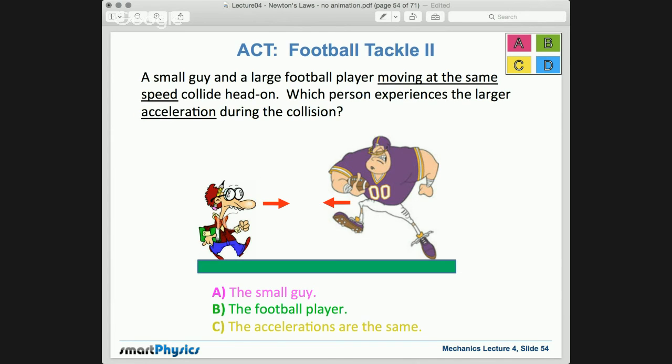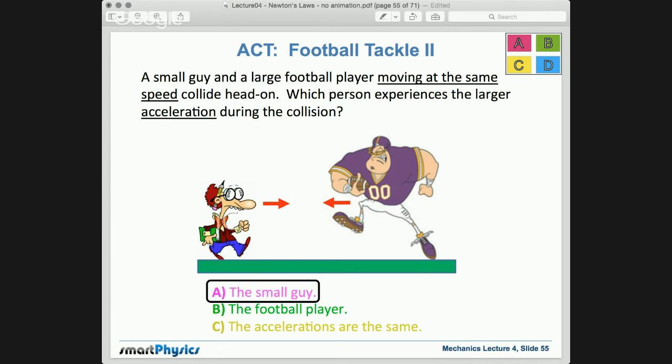Okay, and so that kind of goes to this question. Same situation, which person experiences a larger acceleration during the collision? Okay, and so here, even though they experience the same force, the small guy experiences the larger acceleration because the acceleration is equal to the force divided by the mass. And the way this problem is phrased, it's clear that the small guy has less mass and they experience the same force. And so the magnitude of the acceleration of the small guy is larger. So the small guy stops, might even bounce backwards.